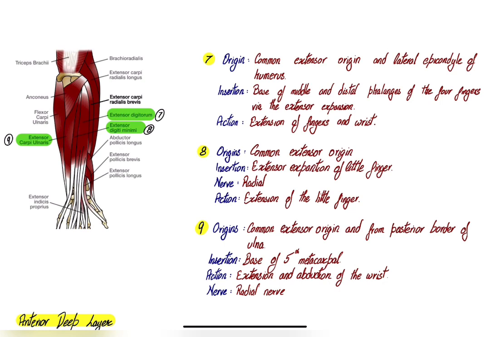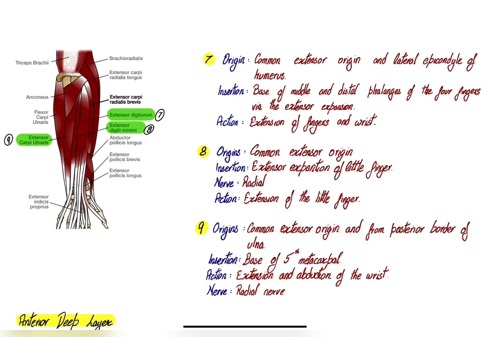The origination is the common extensor origin and the posterior border of the ulna, because as we come to know by its name itself, it has ulna in its name. So it has its origination from the posterior border of the ulna and has its insertion in the base of the fifth metacarpal.